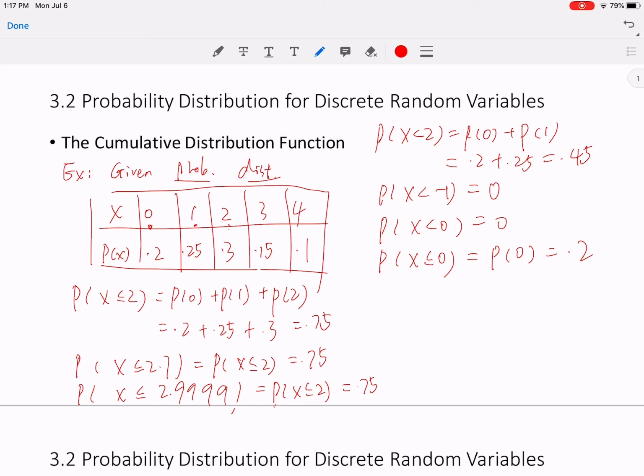Okay, and then what is the probability that x is less than or equal to 4?